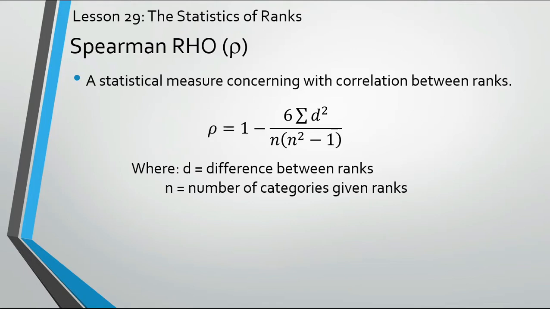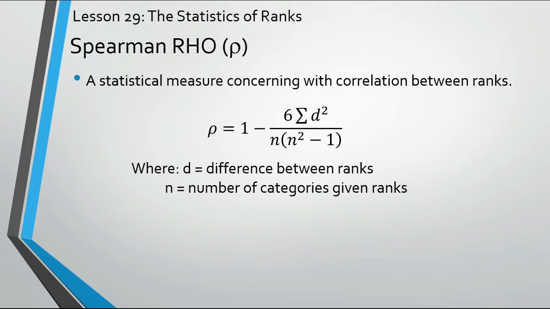If you would recall, our Pearson correlation is denoted by the variable R. Dito naman, when it comes to the statistics of ranks, it is denoted by the Spearman rho. So, what does the Spearman rho have to do with ranking? The Spearman rho, or the Greek letter rho, is a statistical measure concerned with the correlation between ranks.